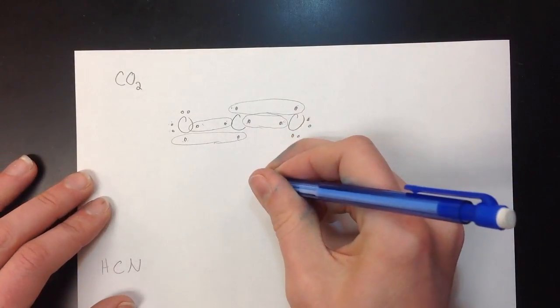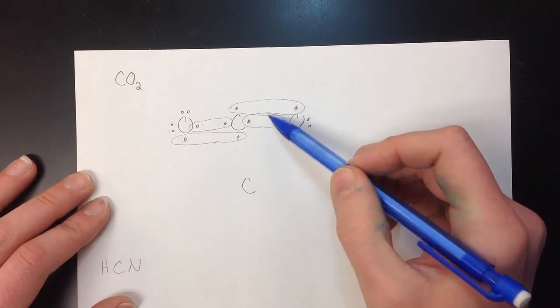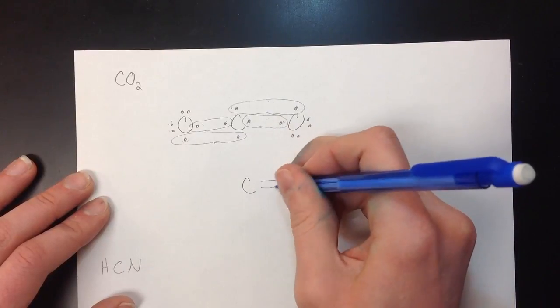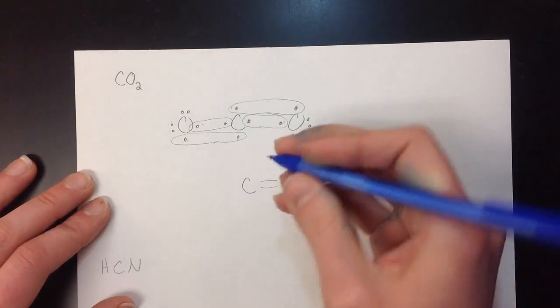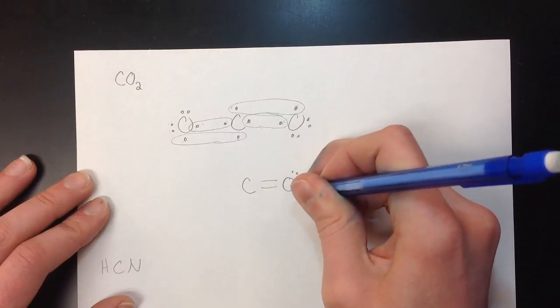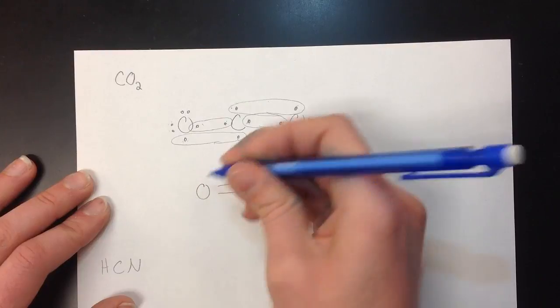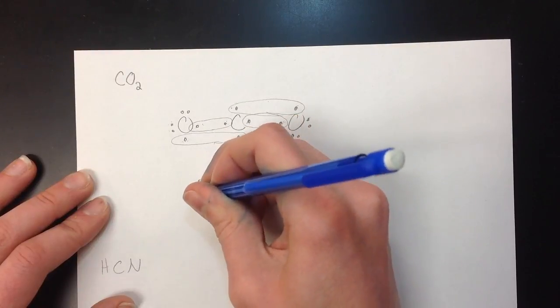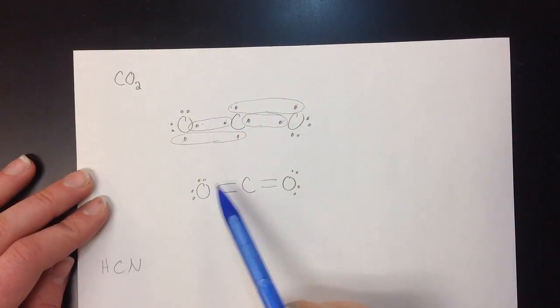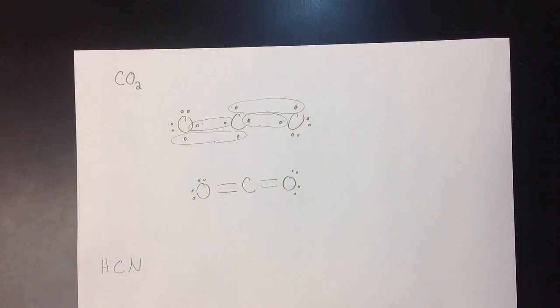If I was to draw my Lewis structure, I'm sharing 2 sets. So I'm going to put a double bond to oxygen, include my lone pairs, and then I have a double bond to this oxygen, and I'm going to include those unshared or lone pairs. Okay? And now they all have 8.